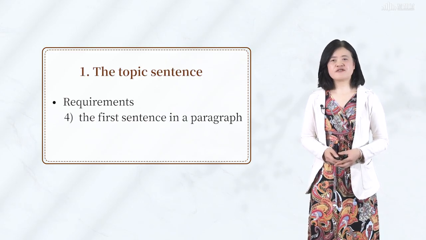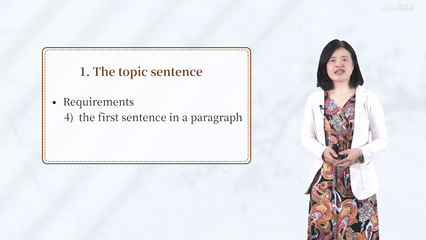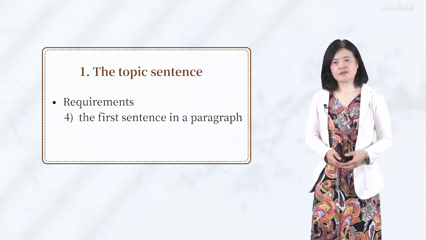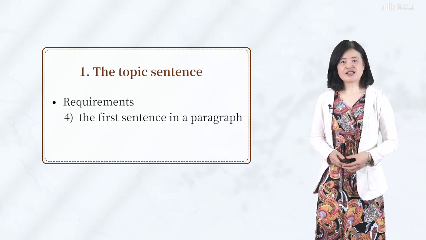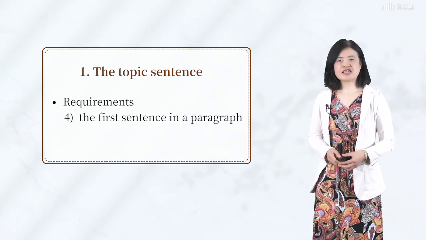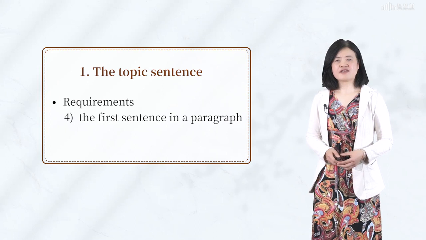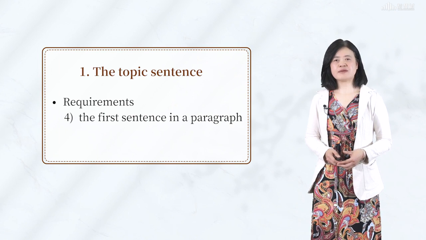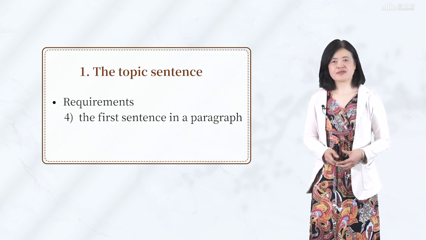4. It is usually the first sentence in a paragraph. Experienced writers sometimes put topic sentences in the middle or at the end of the paragraph, but in most cases, a writer in English prefers to place the topic sentence at the very beginning of a paragraph, and the reader often expects to find it there too. They want to know what the paragraph is about as soon as they begin reading the paragraph.